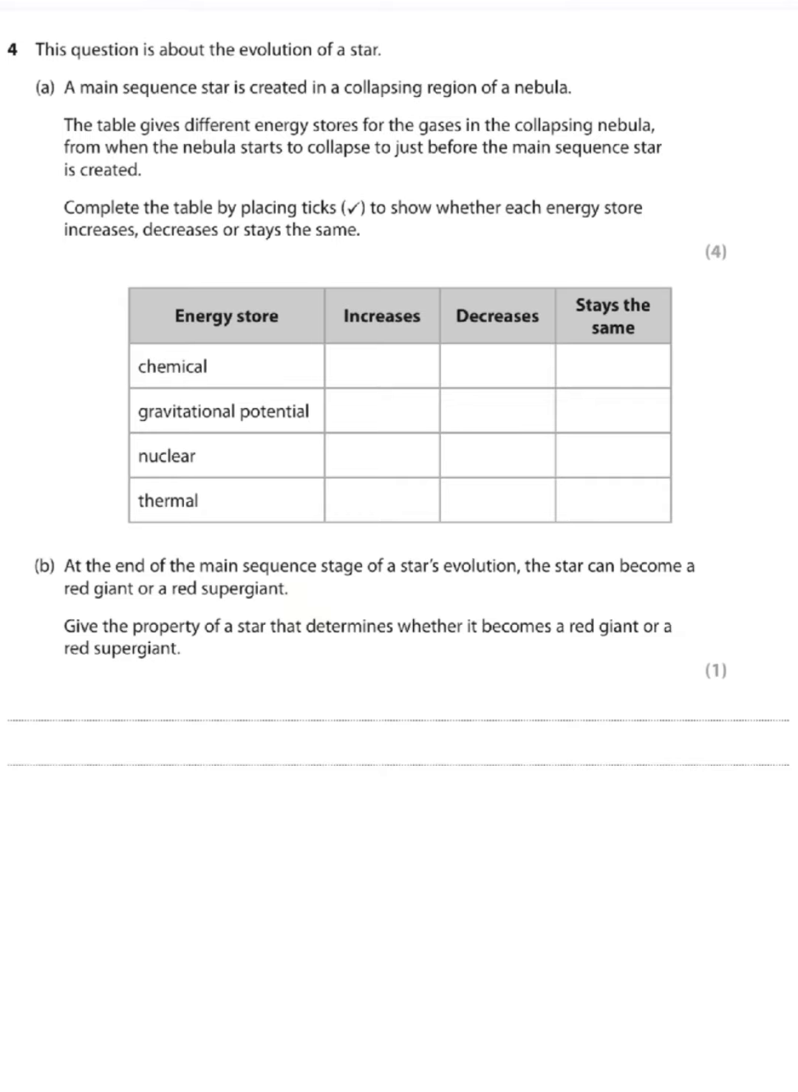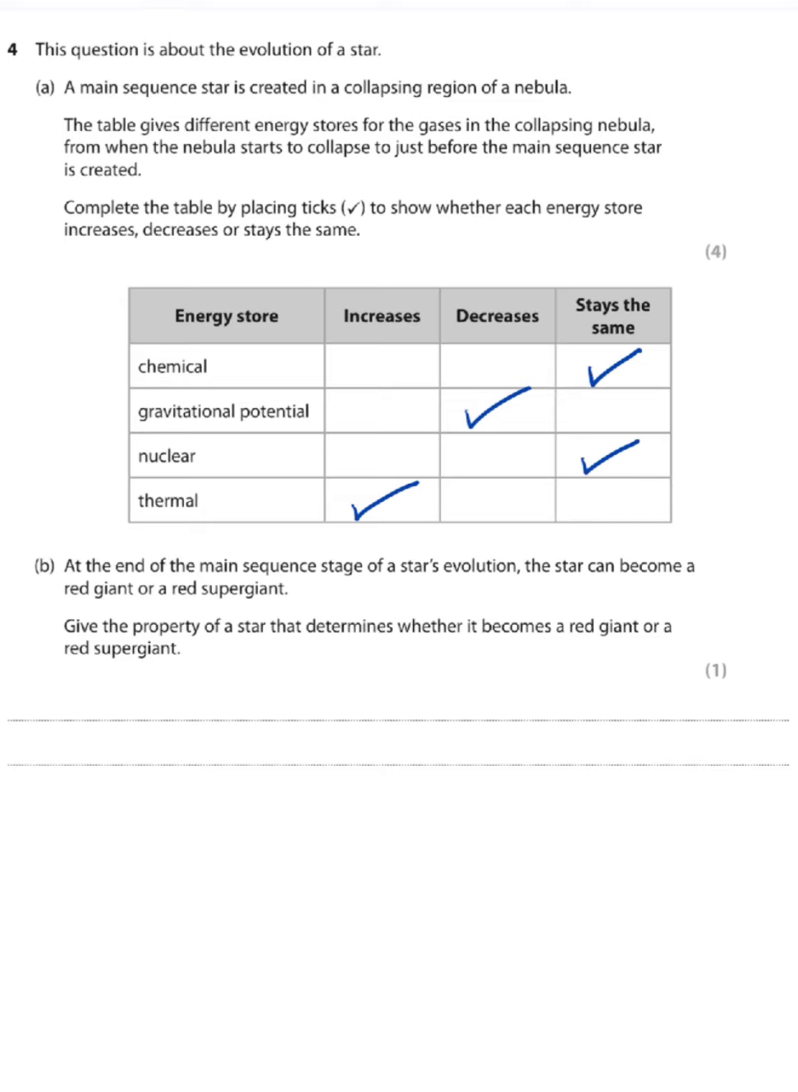So chemical energy store in this instance is going to stay the same. We haven't got any additional increase in the chemical store here. Similarly, the nuclear store is going to stay exactly the same. But what's going to happen here is as all of this collapses inwards, the gravitational potential is going to decrease, and the reason it becomes a main sequence star is because the thermal energy store will increase, and when that then gets hot enough, that's when we get our fusion reaction happening.